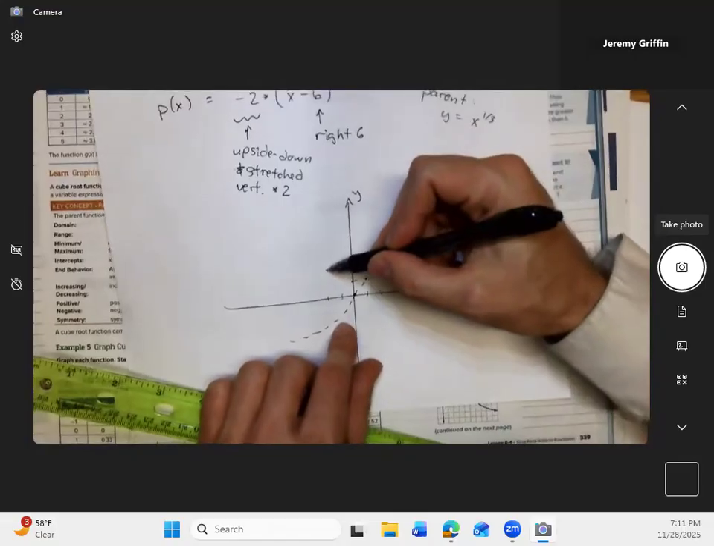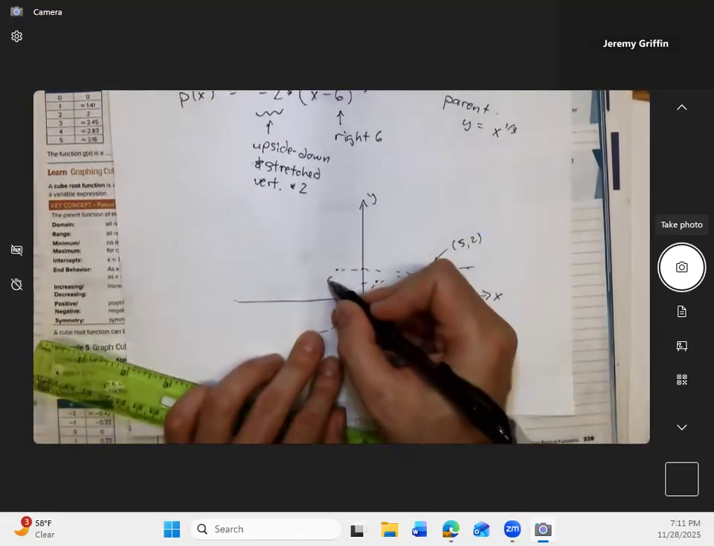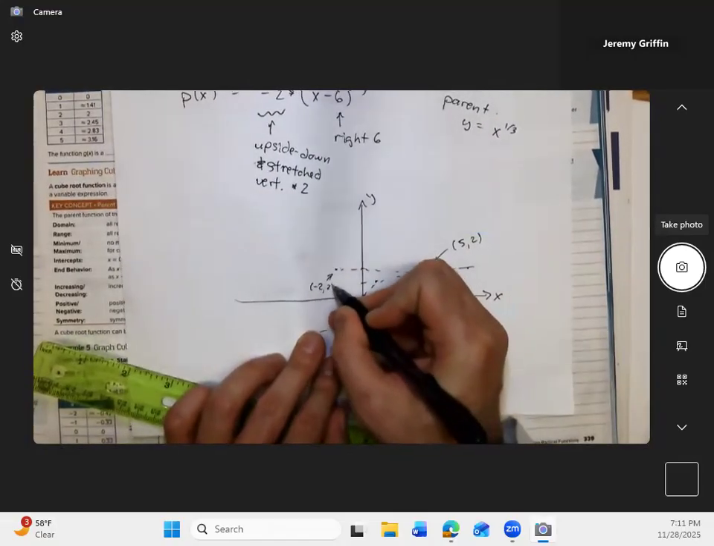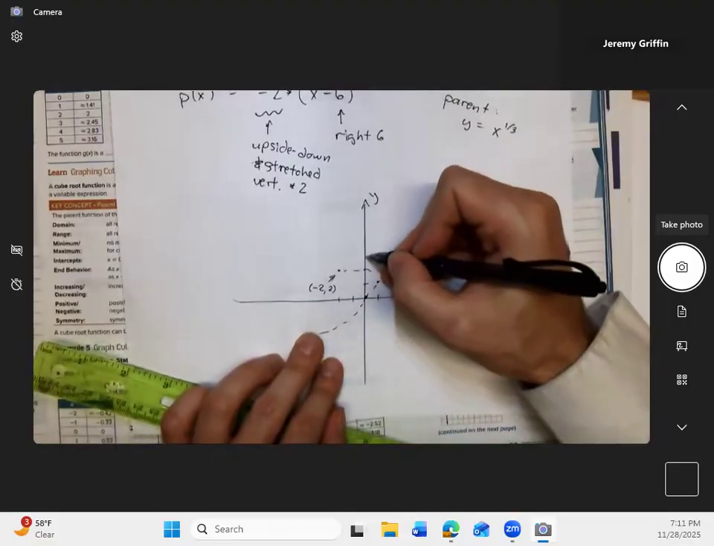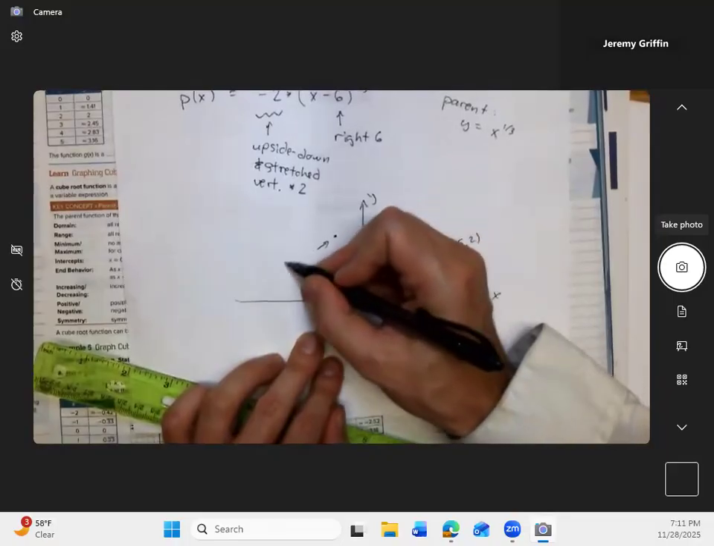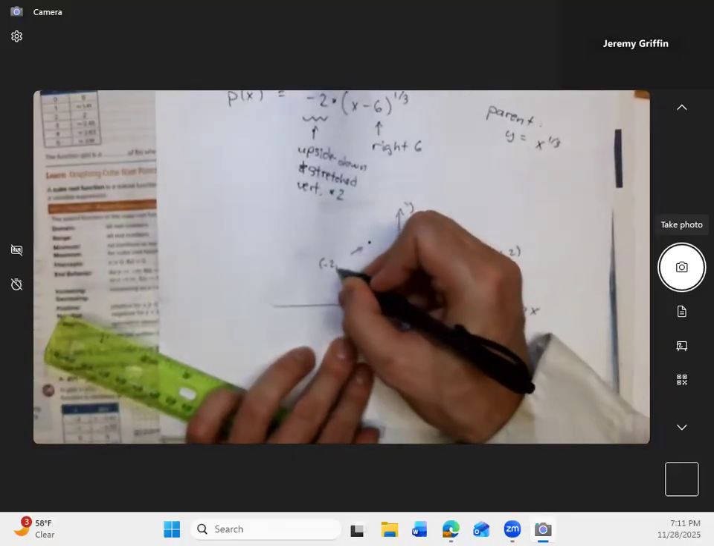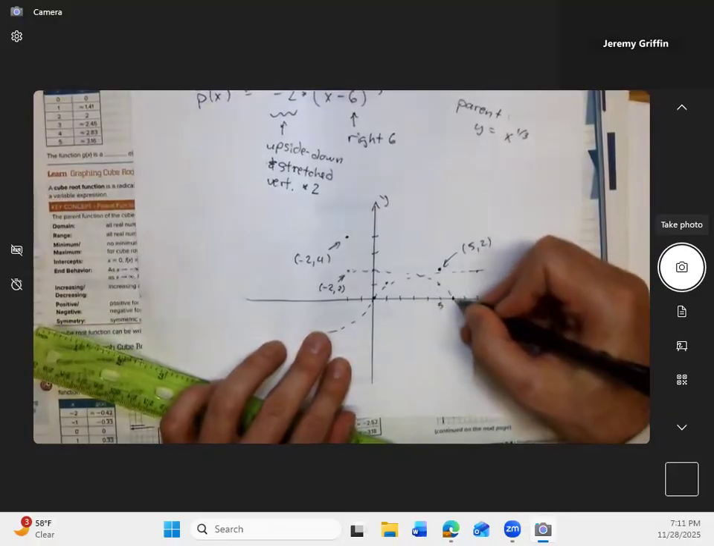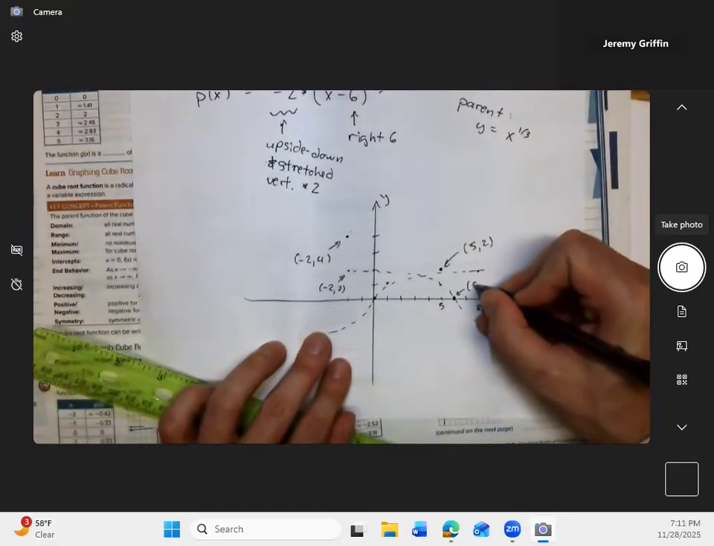Okay? And then this point was negative 2, 2. Right? And then times 2 would be negative 2, 4. So I'm plotting this point as negative 2, comma 4. Okay. So I just claimed 3 points on the graph. This one I'll label as 6, 0.